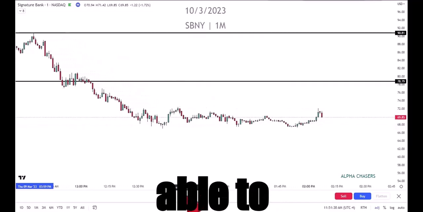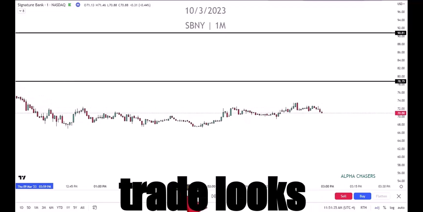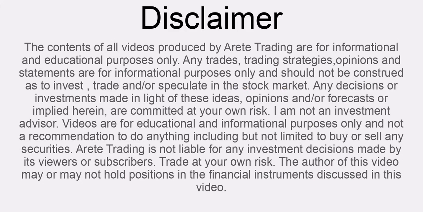And then we will also be able to go over the exact entries and then look at the expectations of what the trade looks like versus the reality. As you can see, it's streamed live. This is a live trade that we did in the community.